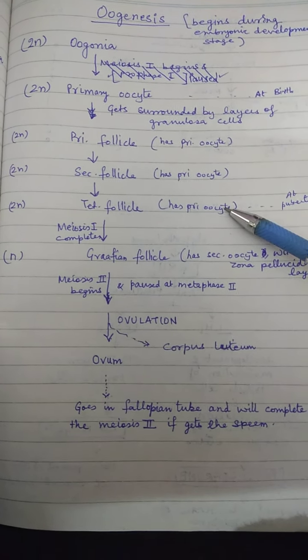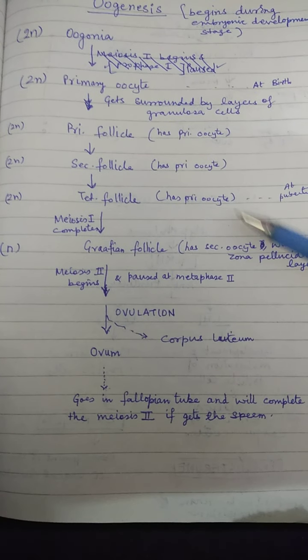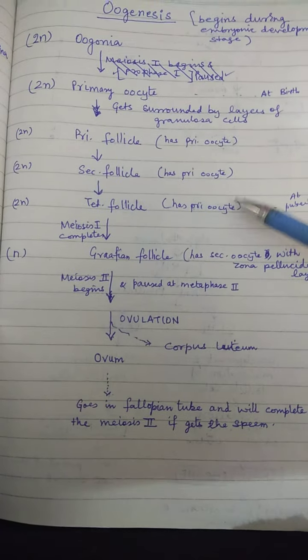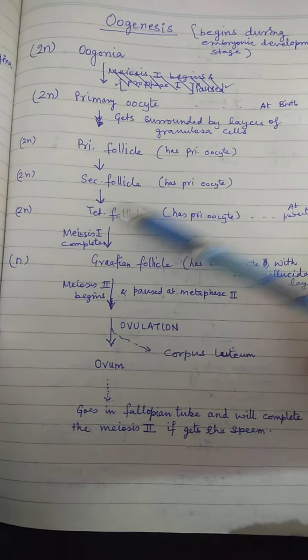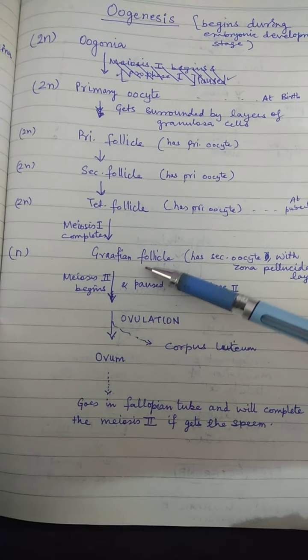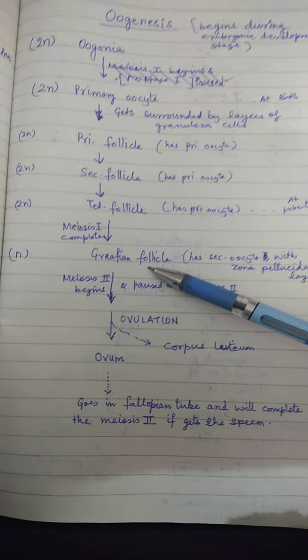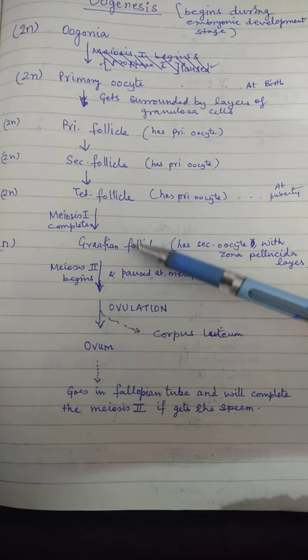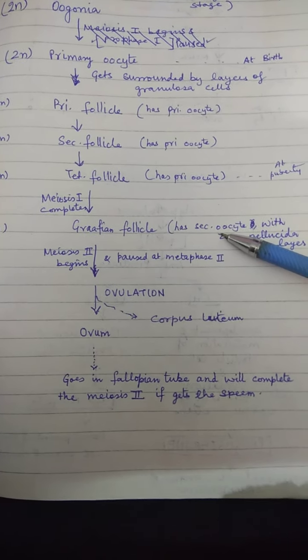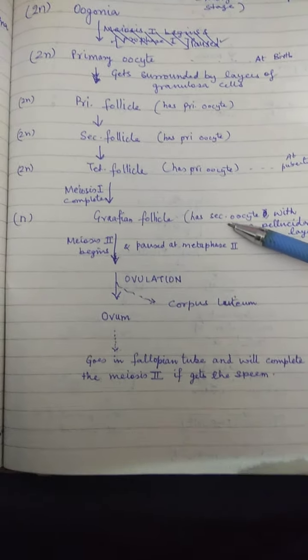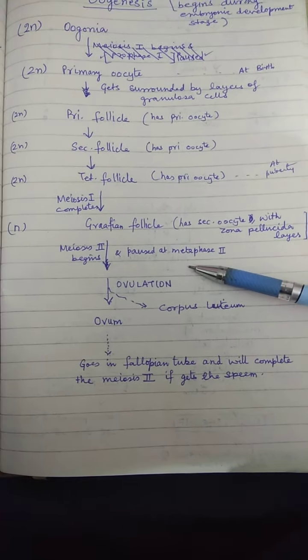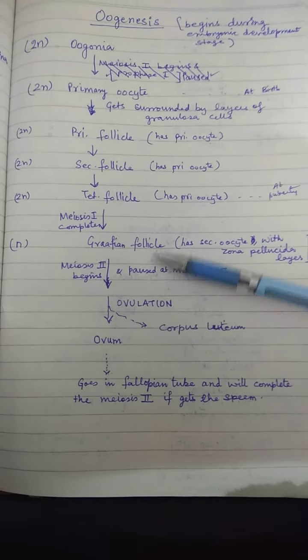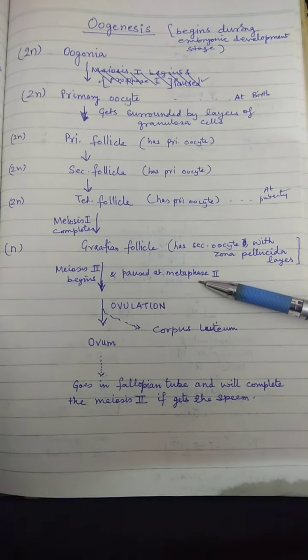Primary oocyte is converted into secondary oocyte. The outer structure, tertiary follicle, is now called the graafian follicle. Okay, graafian follicle. In graafian follicle, secondary oocyte is present. Secondary oocytes start undergoing second meiosis. But this is also not completed.